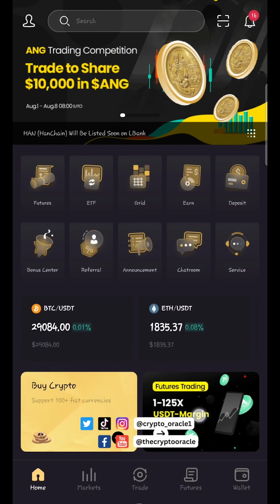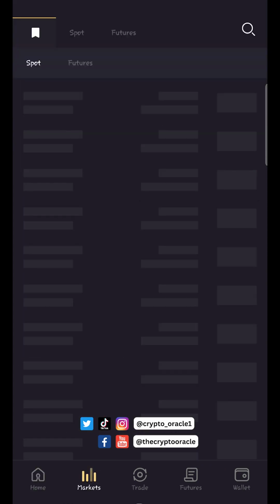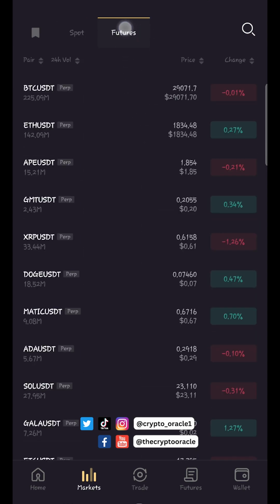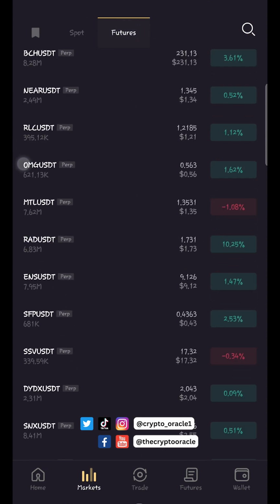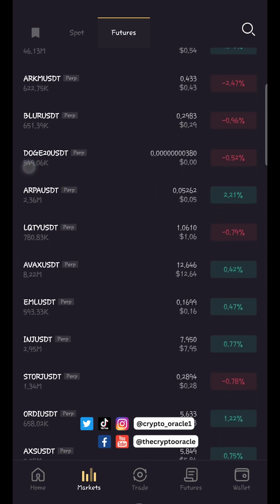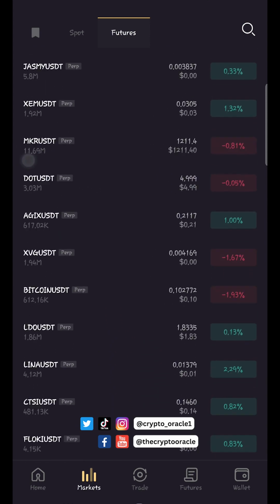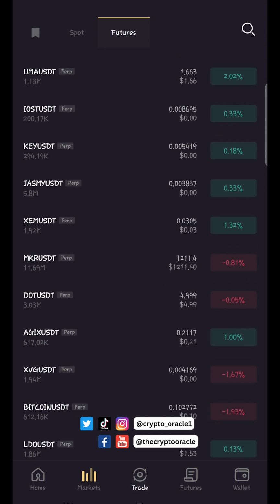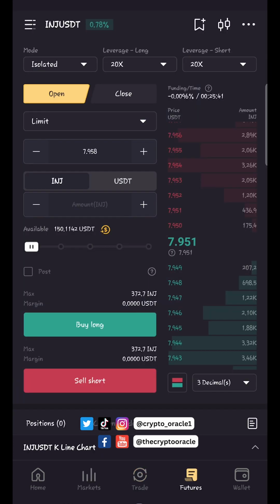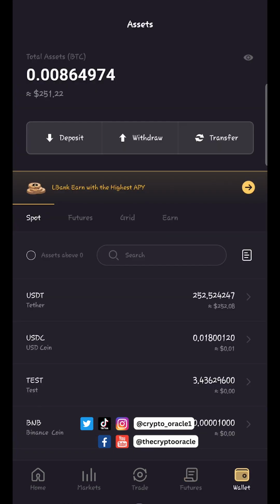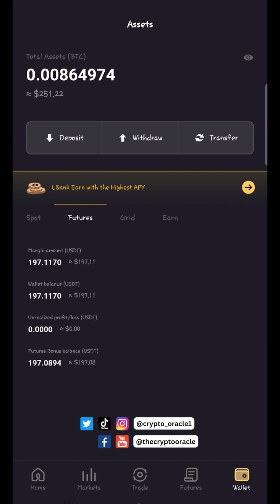You're going to see the home page like this, and you have markets here where you can go to spot, you can go to futures, and all of that. You can see all of the possible tokens, all of the possible crypto you can actually trade on Lbank here on futures. If you come to trade, there is a futures tab separately here, then there is the wallet here. You're going to see your balance and all of that. So this is spot and this is futures, right?